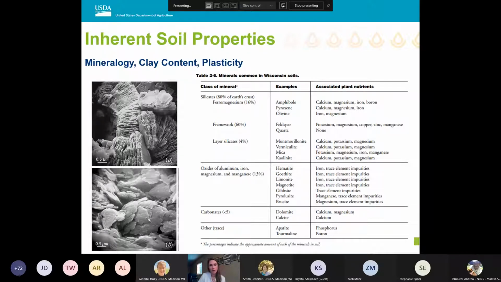So it's important to think about your mineralogy and the types of clays that you have in your soil when you're designing a structure or implementing conservation practices. All right, next slide.